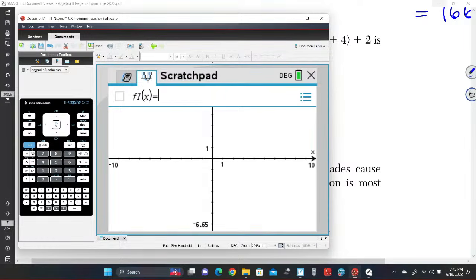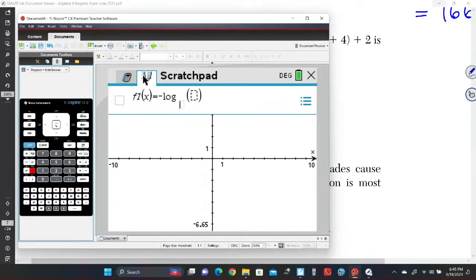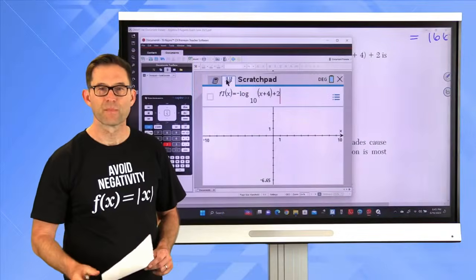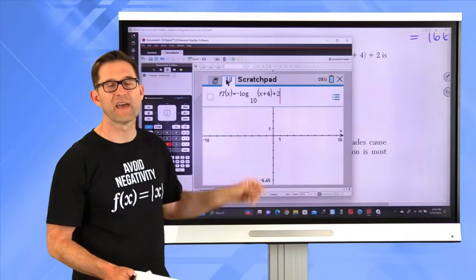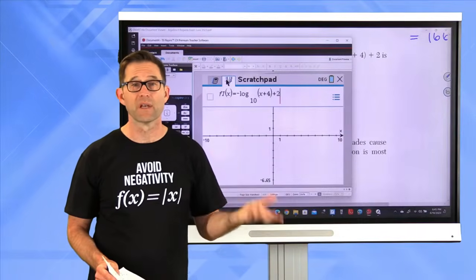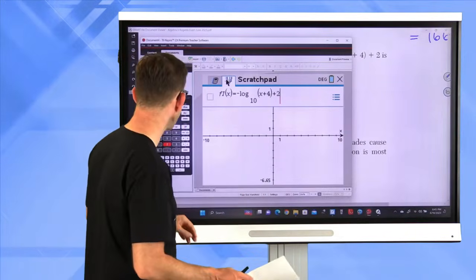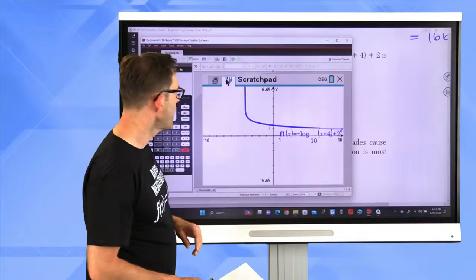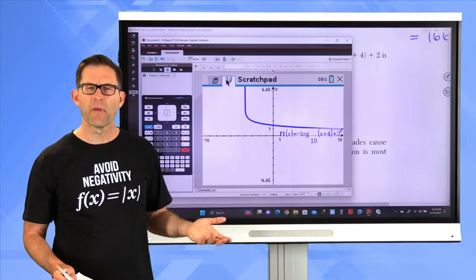And what I want on this is negative log, and again, I have to put in the base 10 here, and that's going to be x plus 4. I have to get out of the parentheses, plus 2. So there's my function. Again, I have to know it's base 10, although, to be honest, no matter what base you put in there, as long as it's a number greater than 1, you're probably going to get the right answer. And I hit enter. So there's my function.